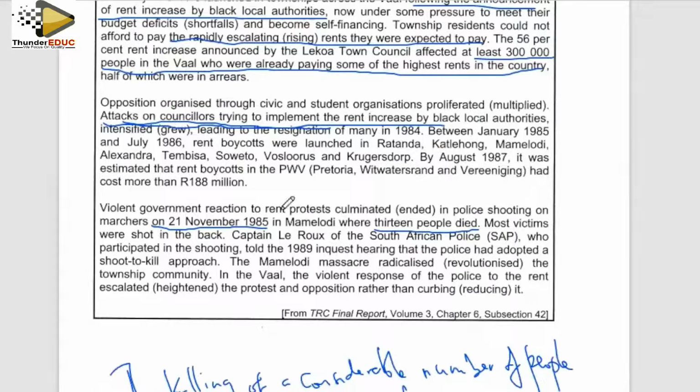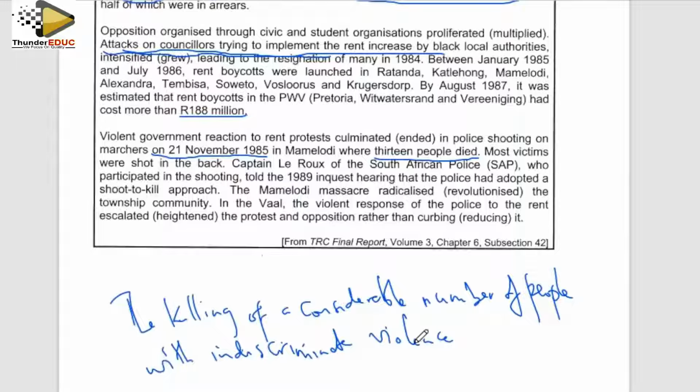And also, if you check, it gives us the cost of the boycott on the government. It says here, by August 1987, it was estimated that rent boycotts in the PWV, which is the Pretoria, Witwatersrand, and Vereeniging, had cost more than 188 million, which meant that the government lost a lot of money from the boycotts. People refusing to pay rent. The government was supposed to have received 188 million, but however, it did not get that money because people were refusing to pay the rent. So it's also useful information. It gives us the cost of the boycott on the government. It's very useful information, right? So we have those as part of usefulness of the source.